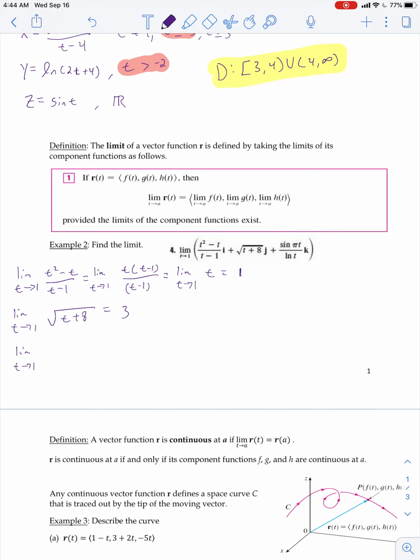But the last one, we have the limit as t approaches 1 of sine of pi t over the natural log of t. Now, if we substitute in 1 for this, we're going to get sine of pi, which is 0, and natural log of 1, which is 0. So we get 0 over 0. Because we do that, we know that we can go further, and so what I'm going to do is L'Hopital's rule.